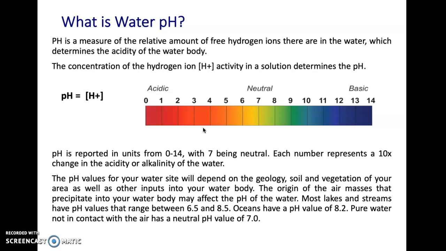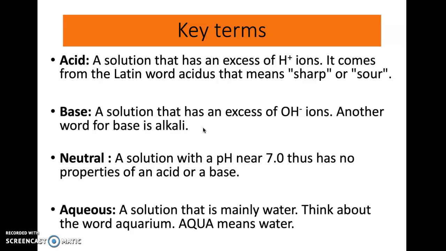The pH values for your water depend on the geology, the soil, the vegetation, and what else is going in there, right? The air masses that create the water that goes into your water bottle may also affect it. Lakes and streams have pH values that range between 6.5 and 8.5, and oceans are about 8.2. Pure water in contact with nothing else has a neutral value of 7.0. So this is just for you to be clear on this.